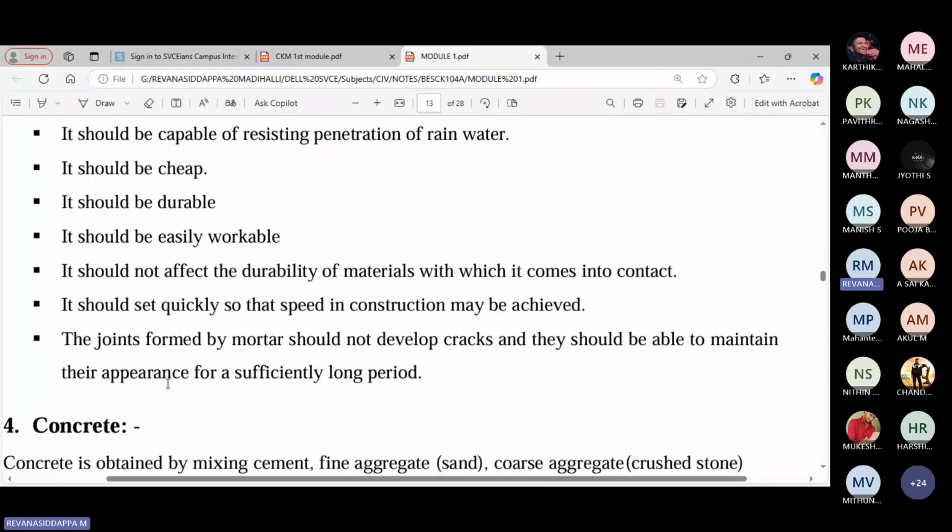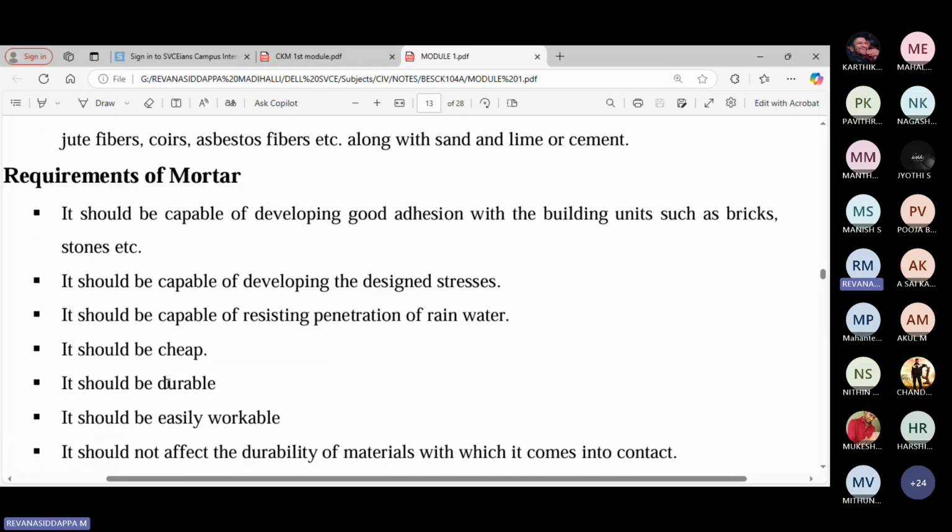How to achieve this sufficient strength? We have to design the mix proportion of the mortar, the combination of cement, sand, and water. Then we can achieve good strength in the mortar, and there won't be any problem of cracks during its service. So that's all about the mortar.